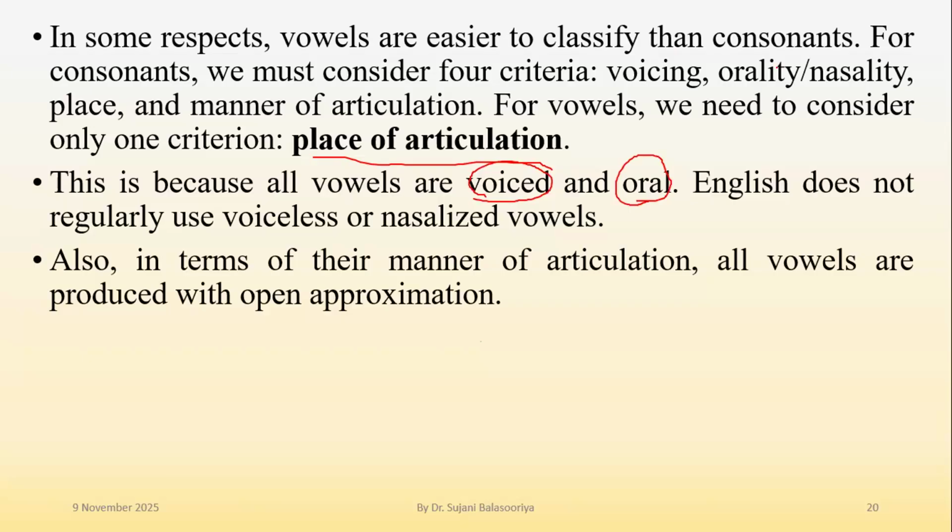Now, okay, I will go back to the previous point. For consonants, we must consider four criteria like voicing, orality or nasality, place, manner. But talking about the vowels, instead of all these four criteria, we have only one criterion, place. Because unlike the consonants, we don't have any option here, right? We don't have subtypes of vowels talking about the voicing and orality or nasality. All the vowels are voiced. We don't have voiceless vowels. And all the vowels are oral. We don't have nasal vowels unless we nasalize them.